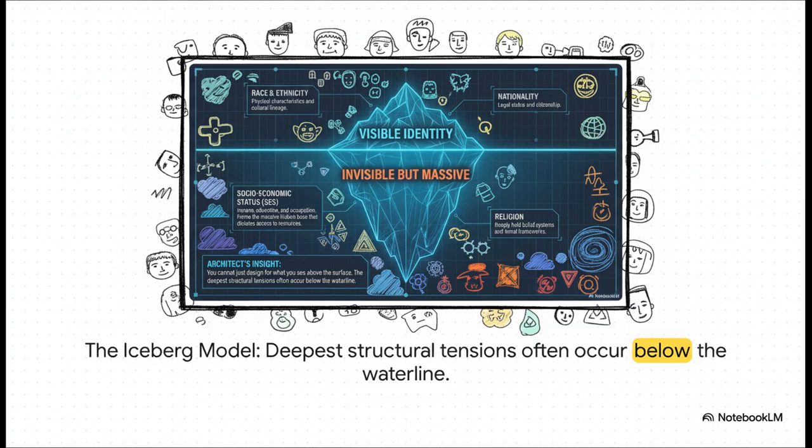Above the water, you see the obvious stuff, race, ethnicity, but the real weight, the real structural force is hidden way down below the surface. We're talking about massive forces like socioeconomic status and religion. The biggest insight for any architect is this: you cannot design just for what you see on the surface. The deepest, most powerful tensions almost always come from below the waterline.